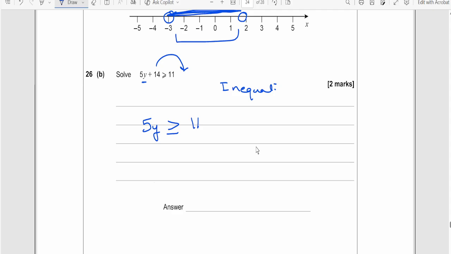Could you explain that again, please? Yeah, this is positive 14. So if you move it to the other side of the inequality sign, it will become negative 14, right? Oh yeah. So we write negative 14.